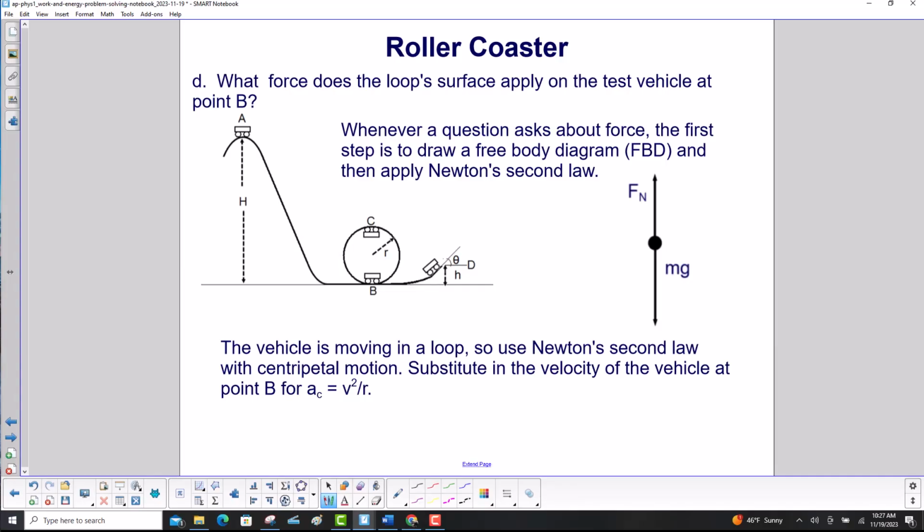What force does the loop's surface apply on the test vehicle at point B?